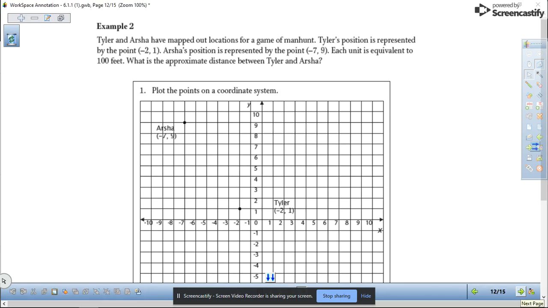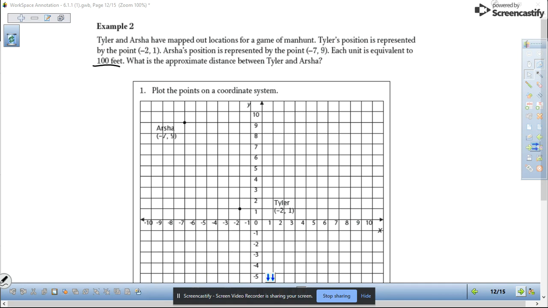This is like the step up from this. Same concept, but it's just applying some words and context. Tyler and Arsha have mapped out locations for a game of manhunt. Tyler's position is represented by the point (-2, 1). Arsha's position is represented by the point (-7, 9). Each unit is equivalent to 100 feet. That is going to be an important line right there, so make sure you're paying attention. What is the approximate distance?